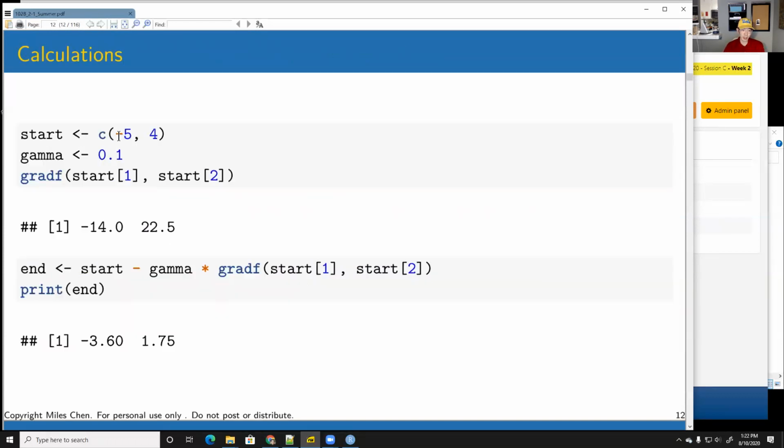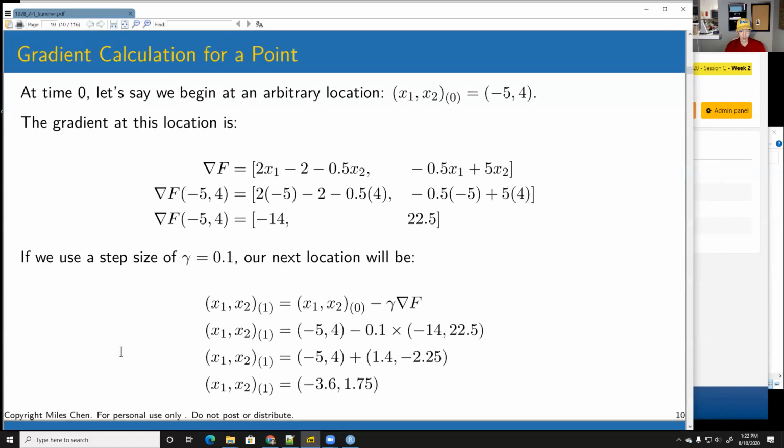And if I plug in negative 5 comma 4, this is the gradient at our start location, and then the ending location. If I take the start minus gamma times the gradient, then I would get the same value that I calculated, negative 3.6, 1.75, which is what I got here, negative 3.6, 1.75. Right. So I want to make sure everyone's okay with how we got these values.